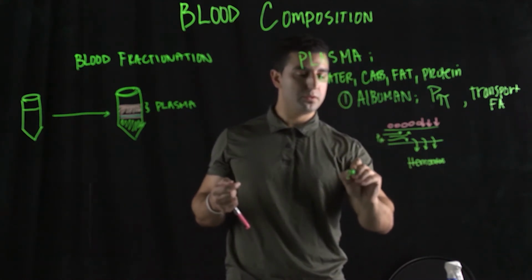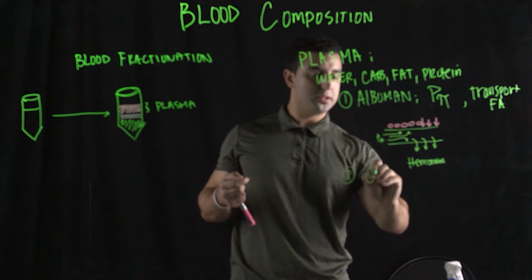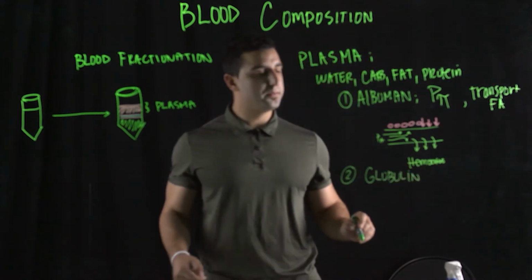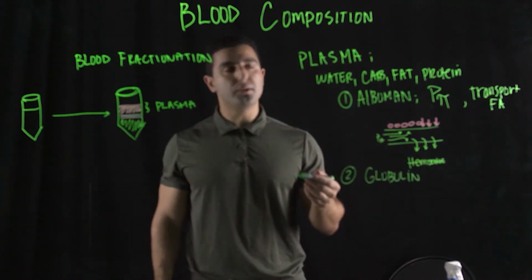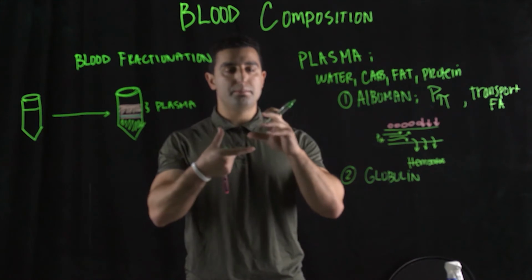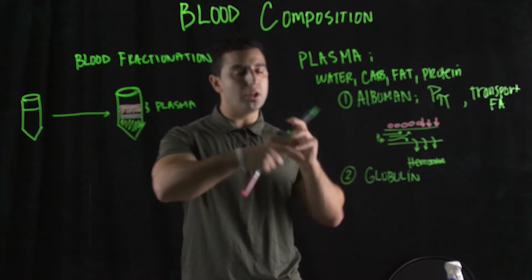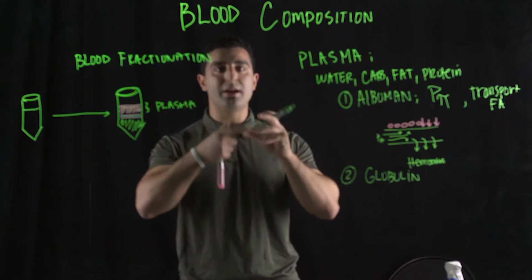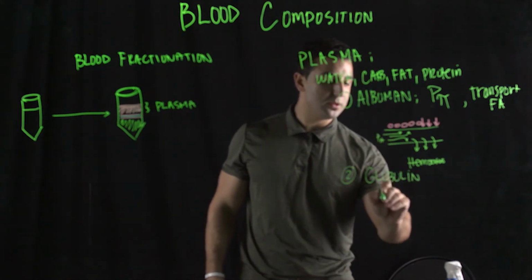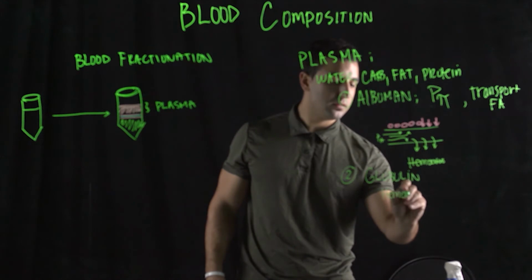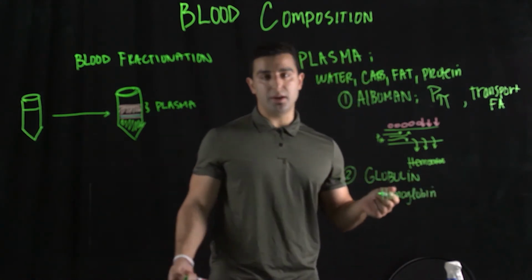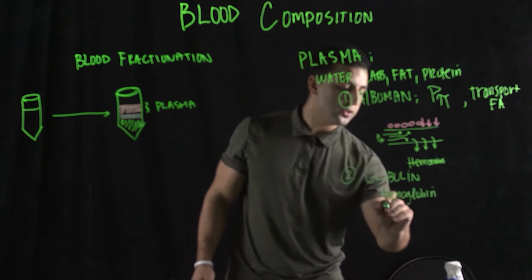Number 2, globulin proteins. You've heard the word globulin before. Globulin proteins are named globular because of their actual shape. They have a roundish shape. Examples of globular proteins are hemoglobin, a protein responsible for the transfer of oxygen, binding to oxygen, and also immunoglobulin.